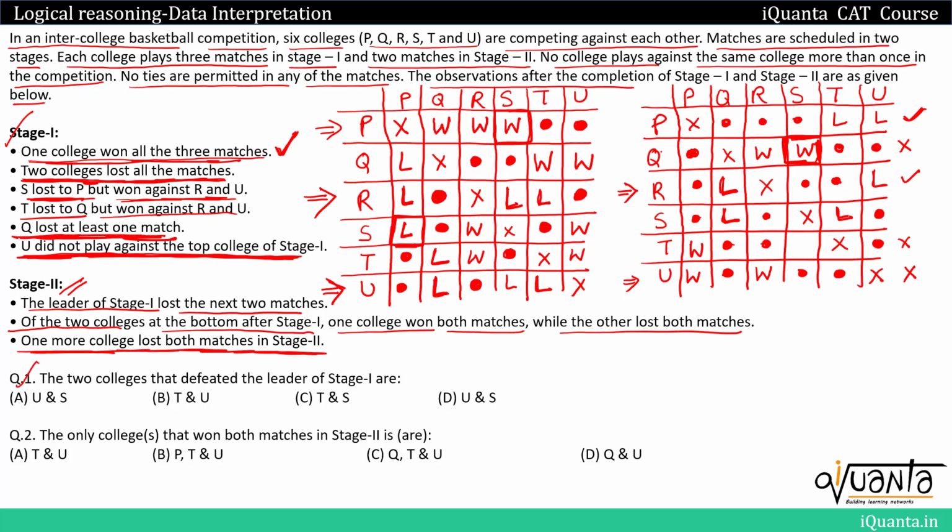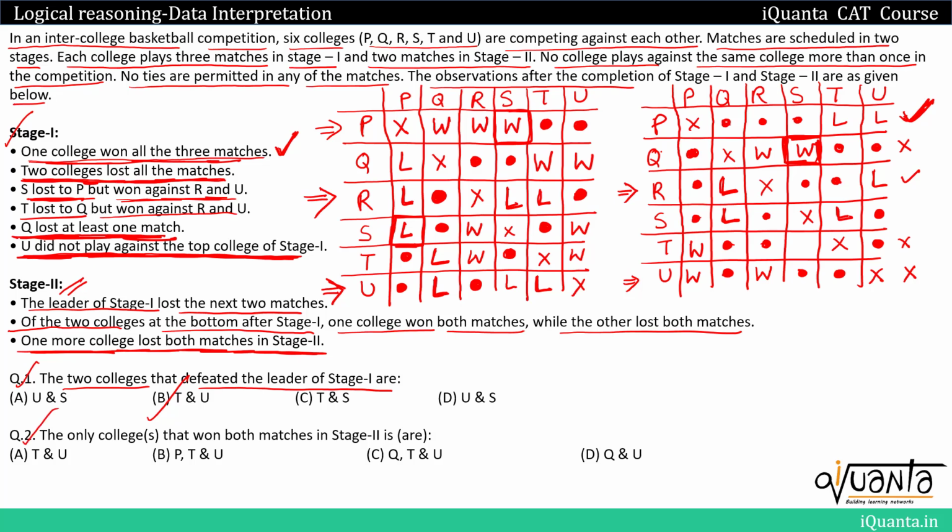First question is, the 2 colleges that defeated the leader of stage 1 are. So defeated the leader of stage 1. So the leader of stage 1 was P, and which are the colleges that are defeating P? In stage 2, P is losing against T and U. So option B will be the correct answer.